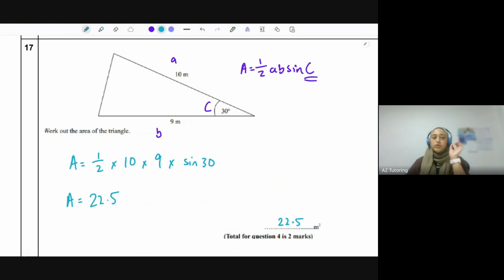So a nice straightforward one. It's just a matter of fact of knowing that you need to use half ab sine C for that.